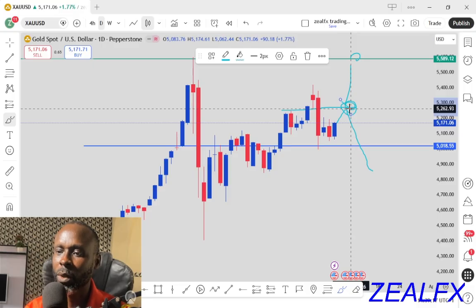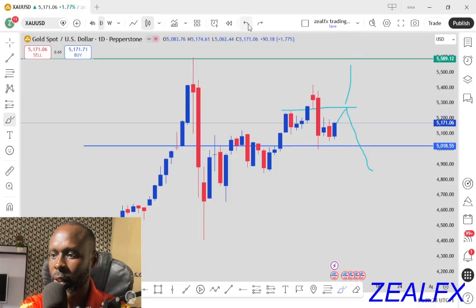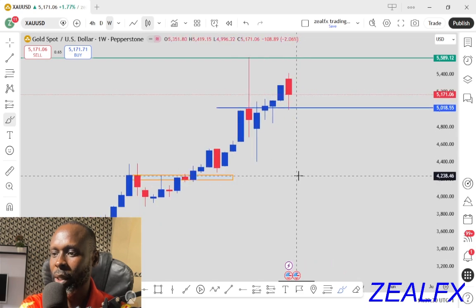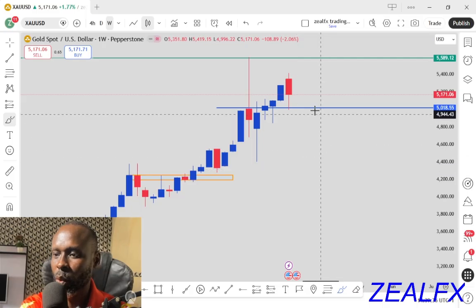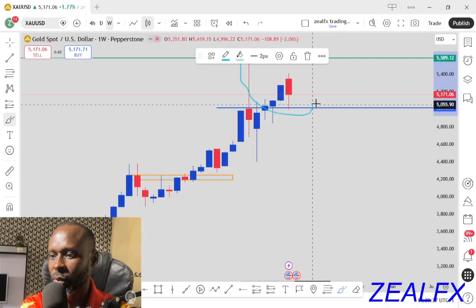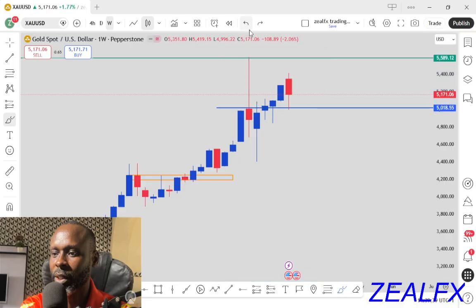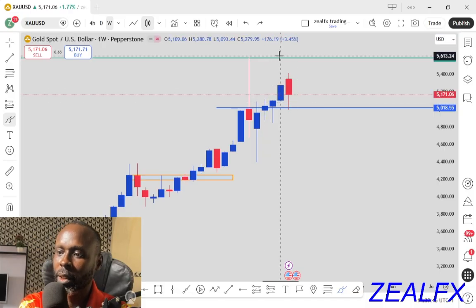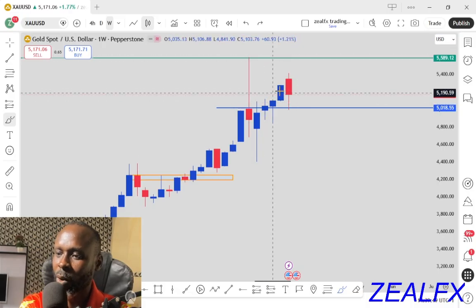So let's look at the weekly to confirm if there will be a selling pressure on the gold USD. So let's go to the weekly time frame. On my weekly chart, we can clearly see that price still closes on this resistance zone. So long as we still have price on this resistance zone on the gold USD, this is an indication of price reversal for the gold USD.